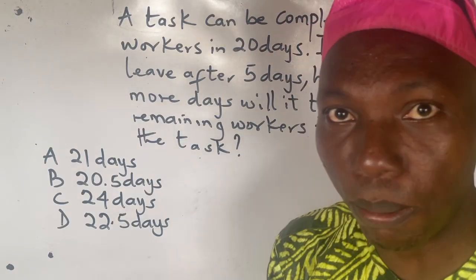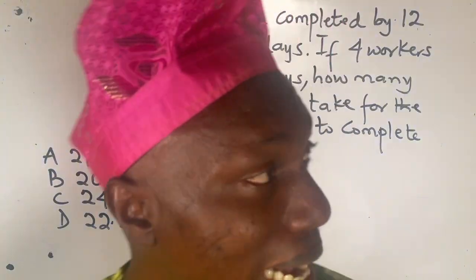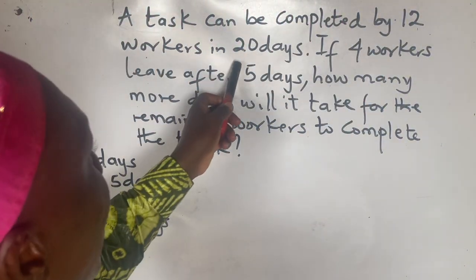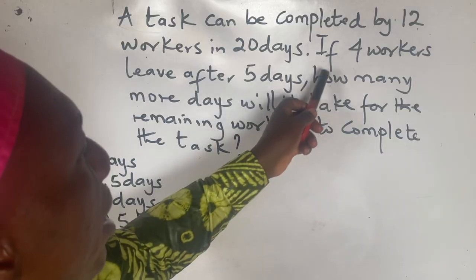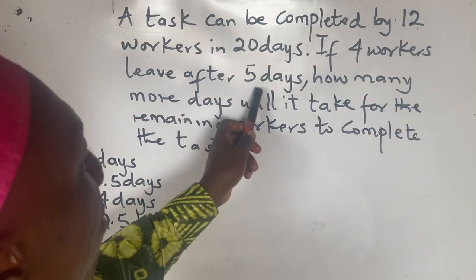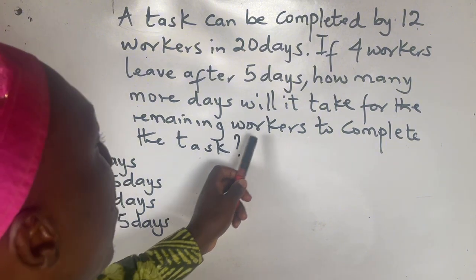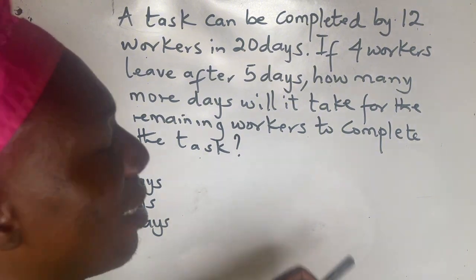Let's get started with the problem on the board. A task can be completed by 12 workers in 20 days. If 4 workers leave after 5 days, how many more days will it take for the remaining workers to complete the task?